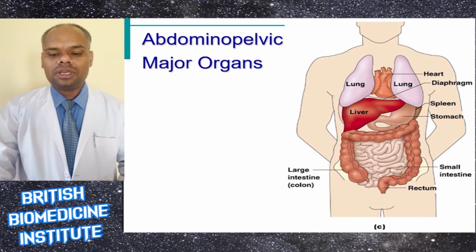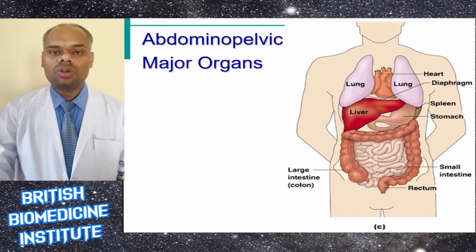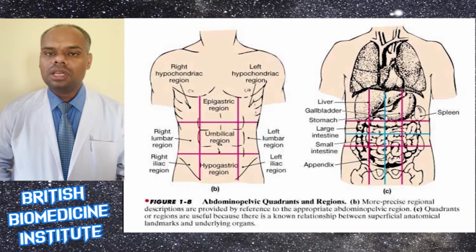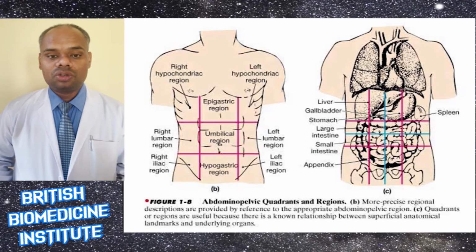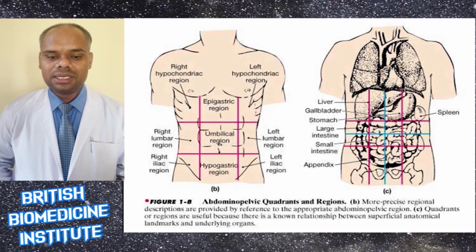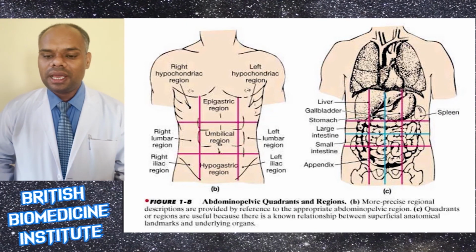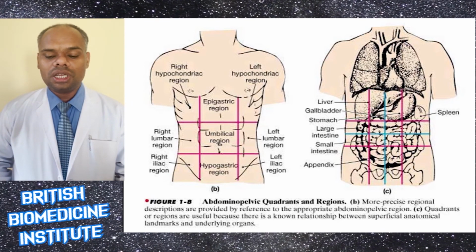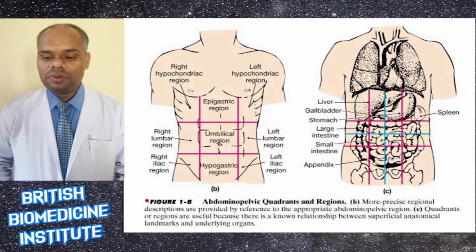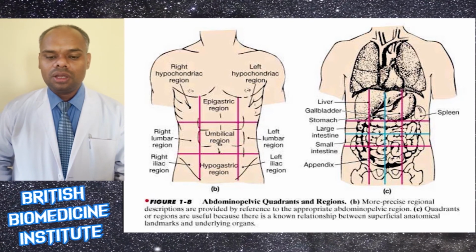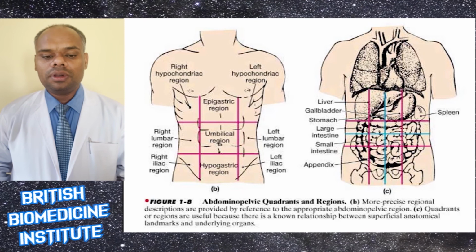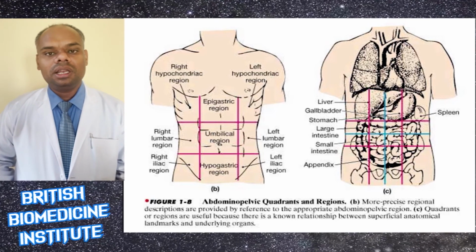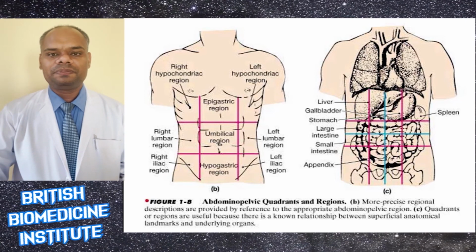The abdominopelvic quadrants and regions basically consist of the right hypochondriac region and left hypochondriac region, and the lower or median part consists of the epigastric region, umbilical region and hypogastric region. Quadrants or regions are useful because there is a known relationship between superficial anatomical landmarks and underlying organs, which include the liver, gallbladder, stomach, spleen, small intestine, large intestine and appendix.